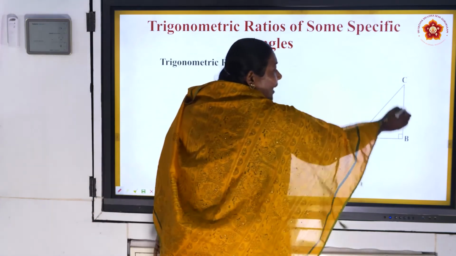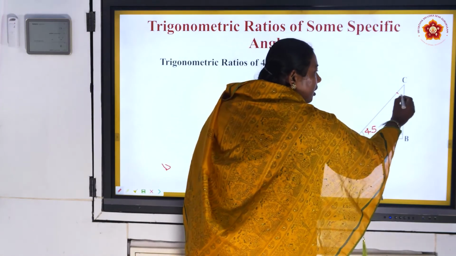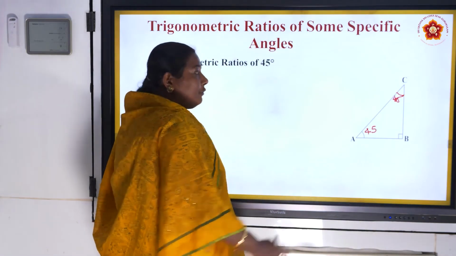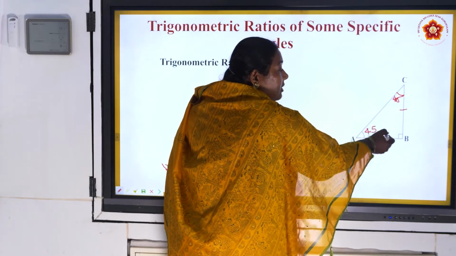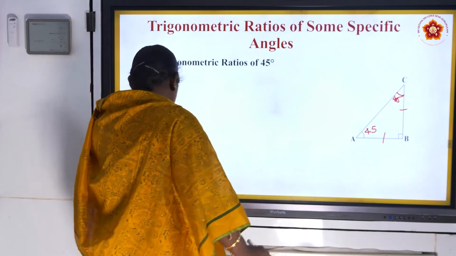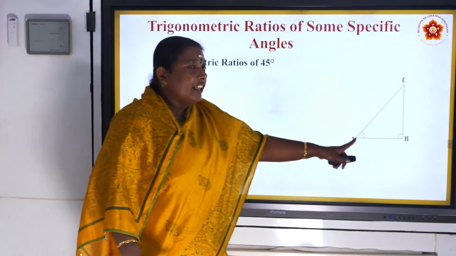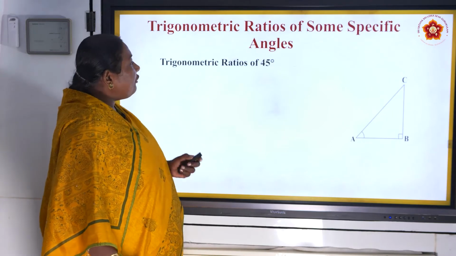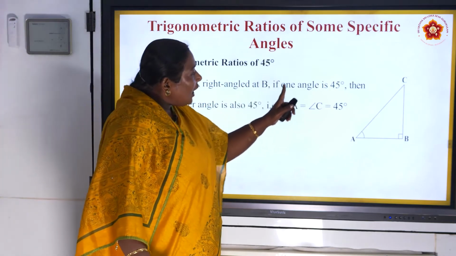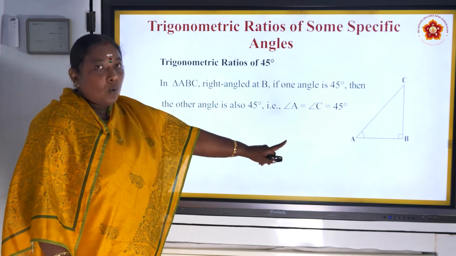I know that if I add all 3 angles, I must get 180. One is 90, another one is 45. It will come as 45, right? Now, if 2 angles are equal, then both my sides will be equal as per the isosceles triangle property, right? So, I can construct a triangle with a 45 degree angle. So, trigonometric ratio of 45 degree. Let us take triangle ABC, right angled at B. If one angle is 45, then the other angle is also 45. Now only we saw that.